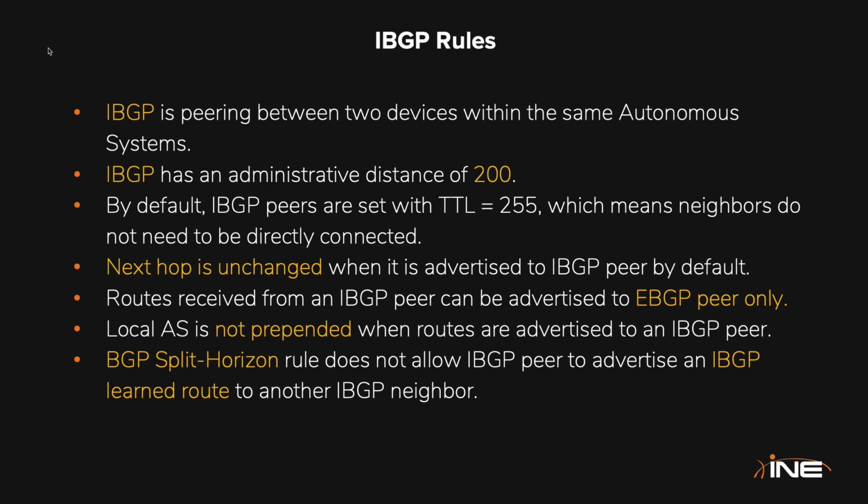And then finally, we have the split horizon rule that I was talking about. The split horizon rule in iBGP states that if you learn a route from an iBGP neighbor, you cannot give it to another iBGP neighbor. If you do want to give that to another iBGP neighbor, you would need to configure confederation or route reflectors, or maybe do a full mesh. iBGP requires full mesh or route reflectors to be configured because of the split horizon rule.